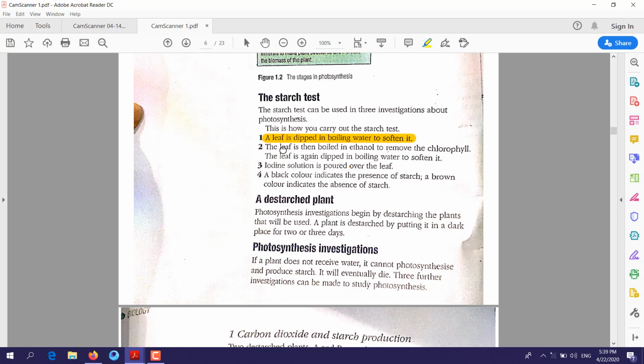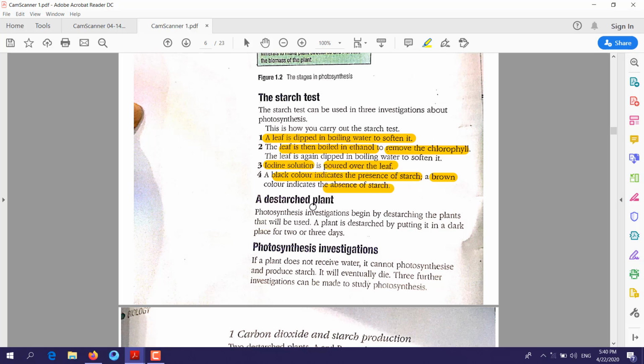Then the leaf is boiled in ethanol. Ethanol is a kind of alcohol. What is the benefit of using ethanol here? The ethanol will remove the chlorophyll. Then iodine solution, a chemical solution, a kind of indicator, is poured over the leaf. If you get a black color, that means this leaf has starch in it. If the color of the leaf turns brown, that means there is no starch.